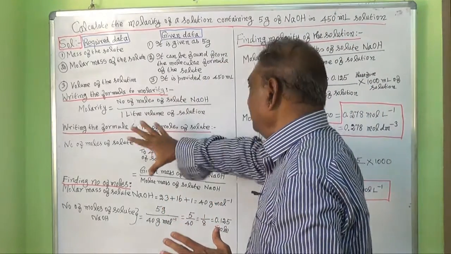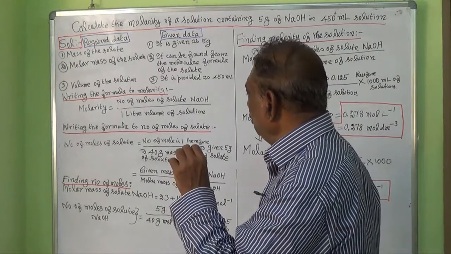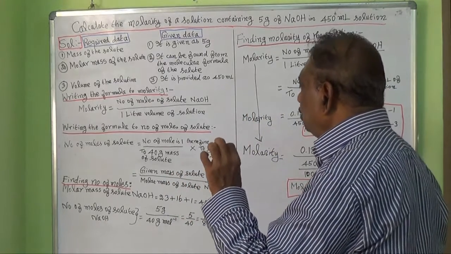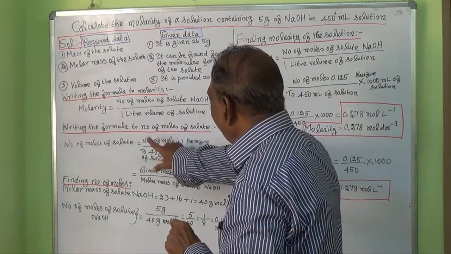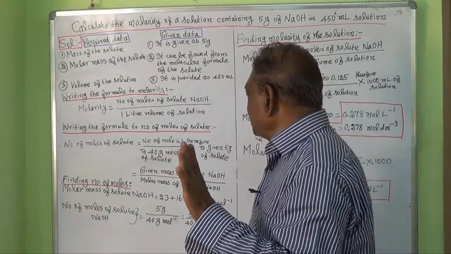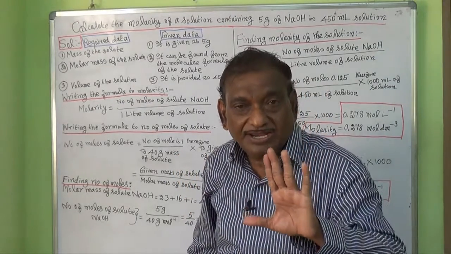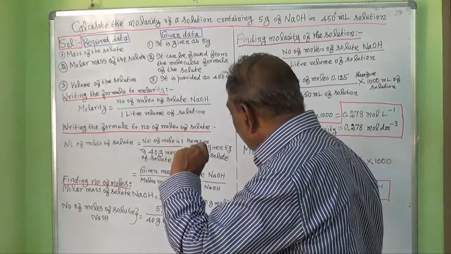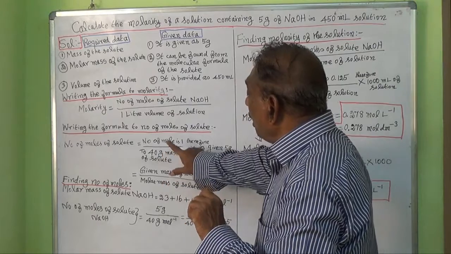Now we have determined the number of moles of solute sodium hydroxide dissolved in 450 ml of solution. The meaning of the formula for the number of moles of the solute is, if the mass of the solute is given as 40 gram, we can write the number of mole as 1. But in the sum, 40 gram of mass of solute is not given. In the sum, only 5 gram of solute is given. This 40 gram represents the molar mass.